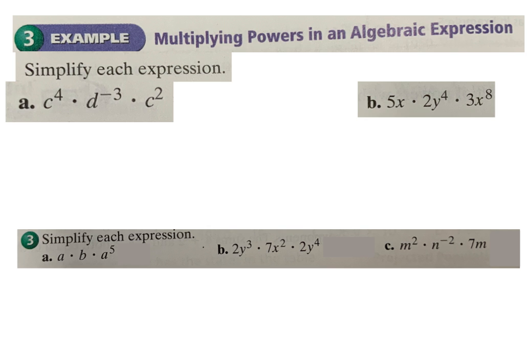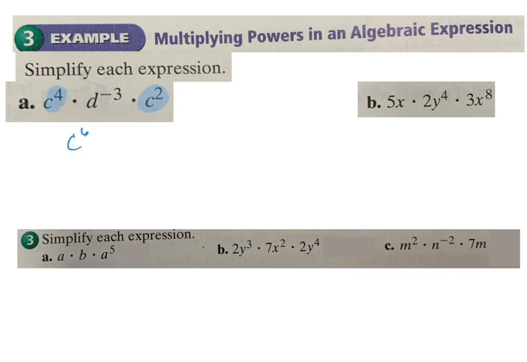All right, so look at example 3. You have to keep in mind when you do this, you only simplify if you can. So if you have like bases, then you're going to simplify the variables. Any coefficients will simplify. So for this first one, we only have coefficients of 1, but D is not going to be a like base to the other two. So the only like bases we have here are c to the fourth and c to the second. So we can combine those.